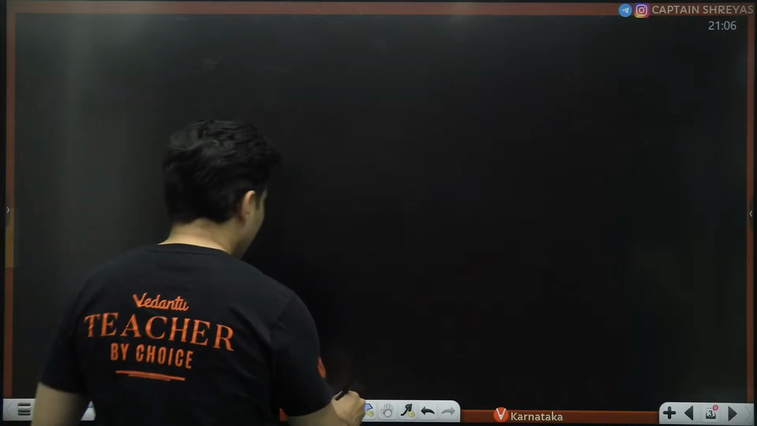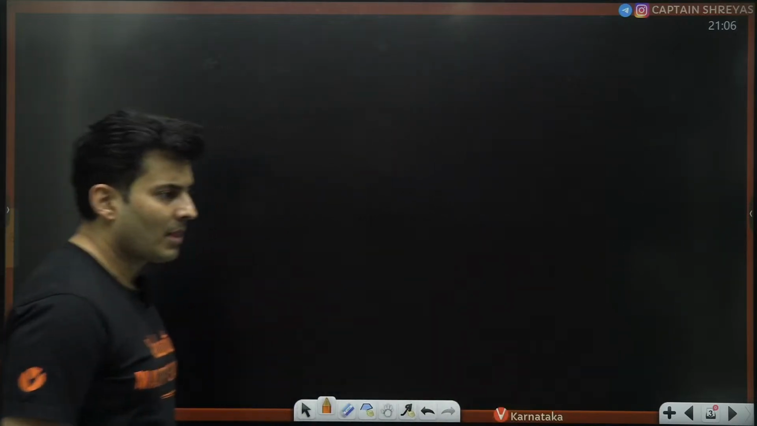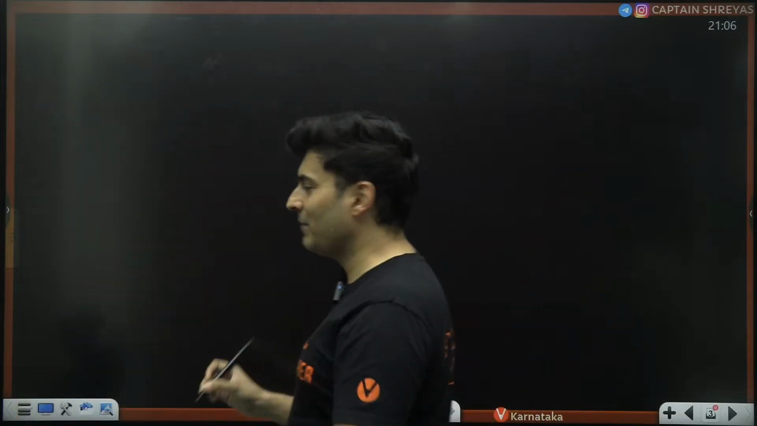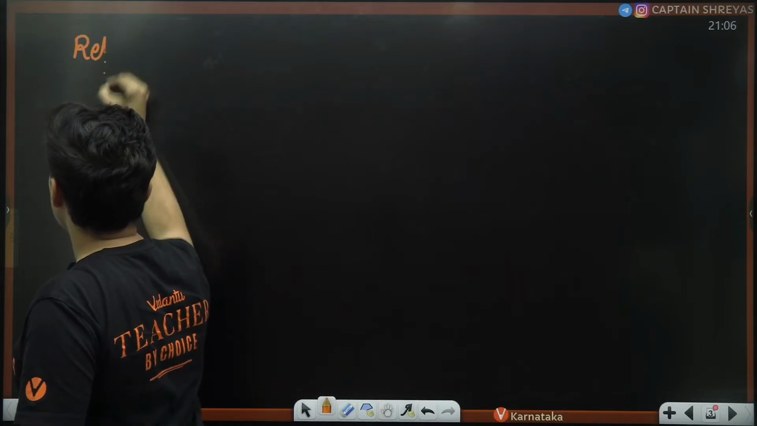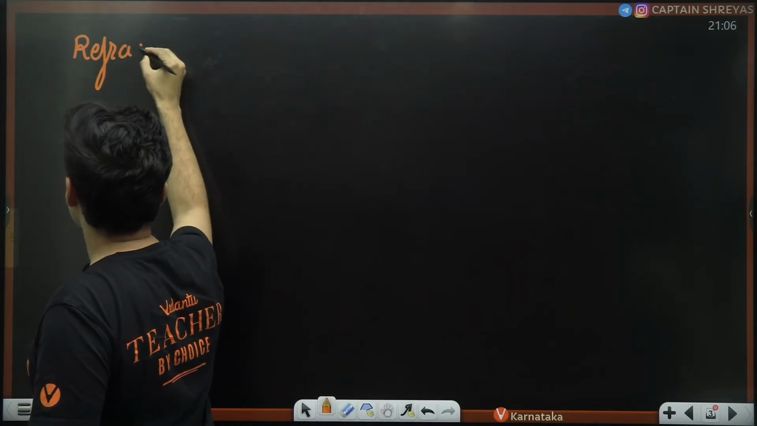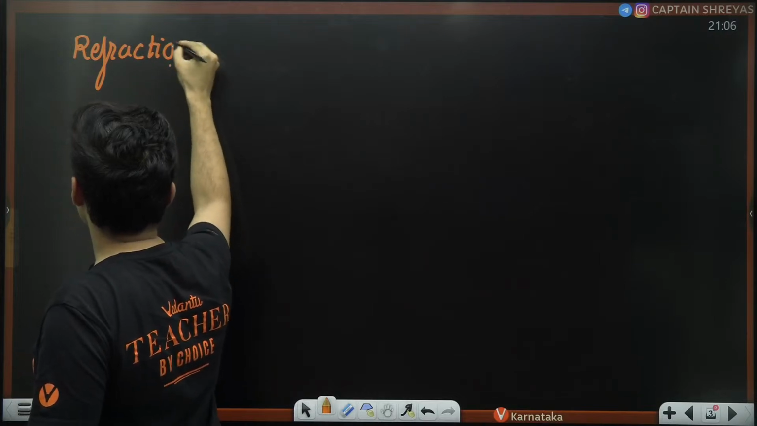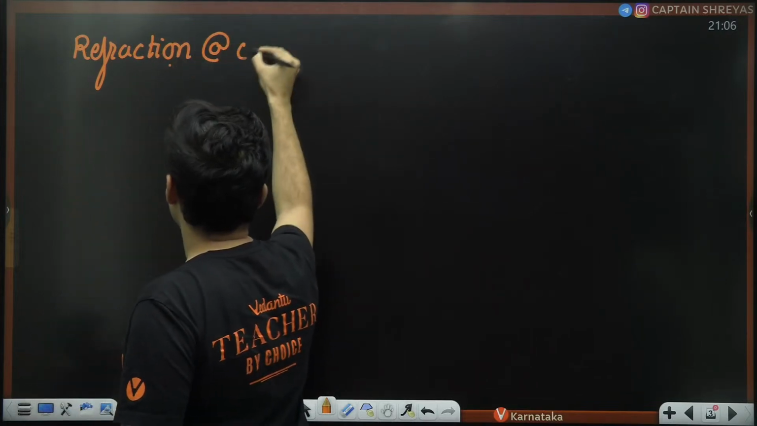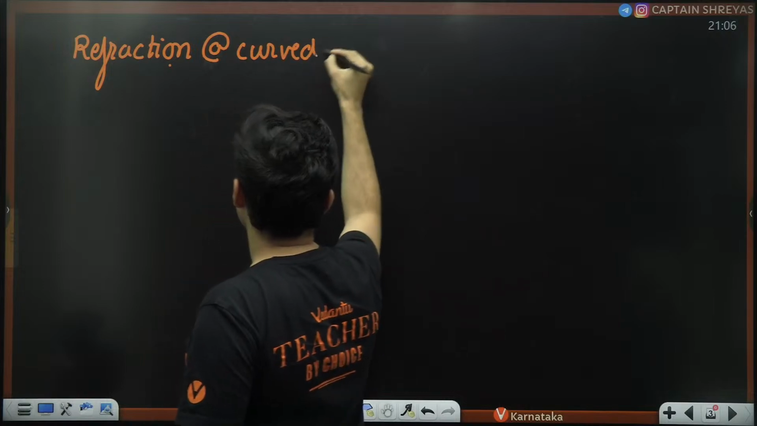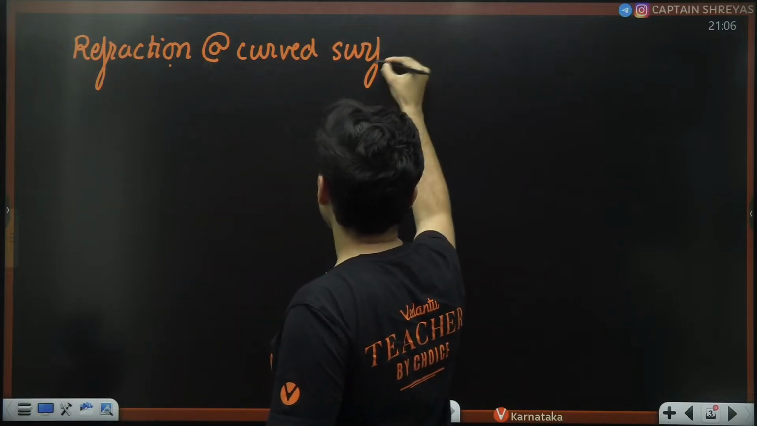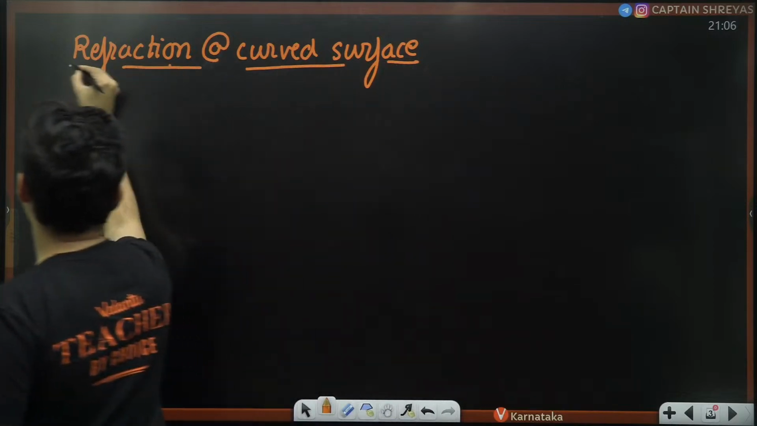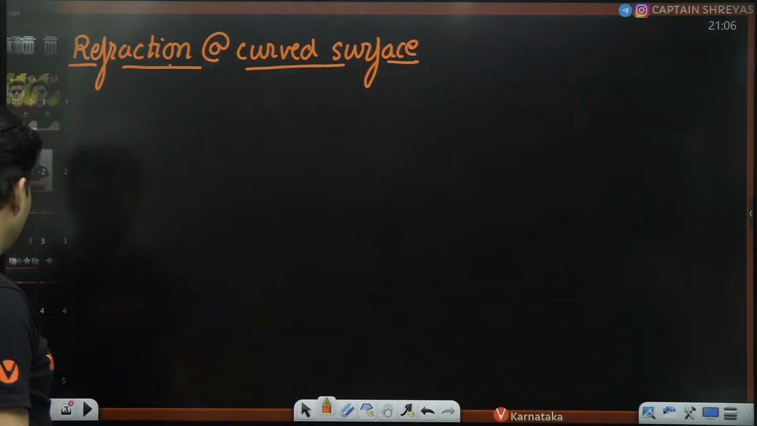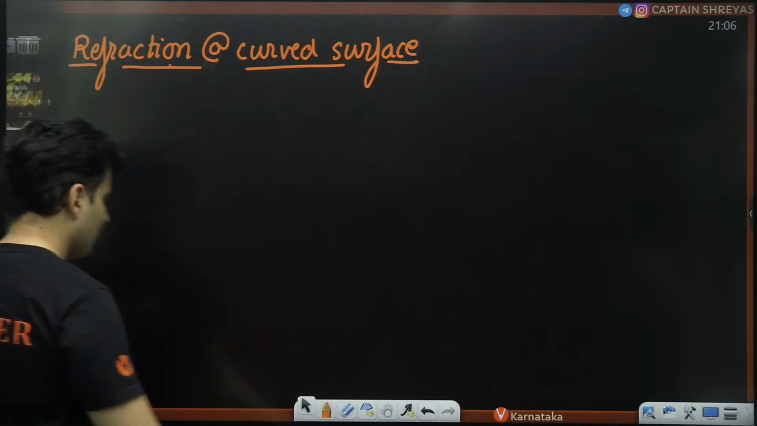Okay. Now, see, when you talk about refraction at a curved surface, what do I mean by that? So let me write it down over here. Refraction at a curved surface. There are many examples of it. Before I give you the theory points of that, what do I mean by refraction at curved surface?